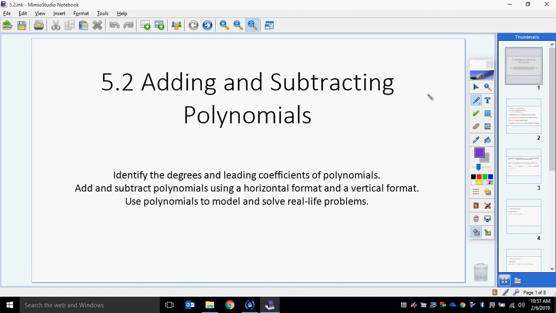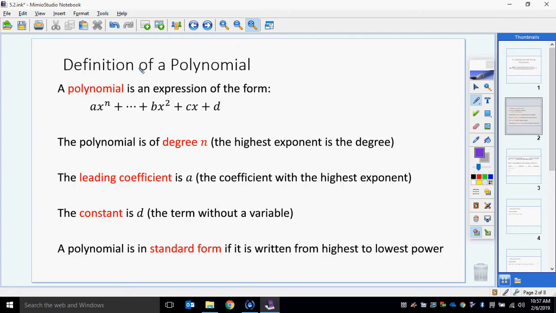This is 5.2, adding and subtracting polynomials. We're going to identify the degrees and leading coefficients of polynomials and add and subtract polynomials using horizontal and vertical methods. So what's a polynomial?